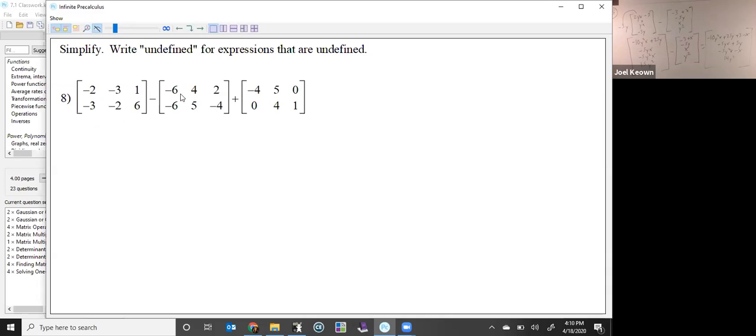And then this one right here. Subtract those two together and then add to that one. You should get 0, -2, -1, 3, -3, 11. Try those. Make sure you check those answers.